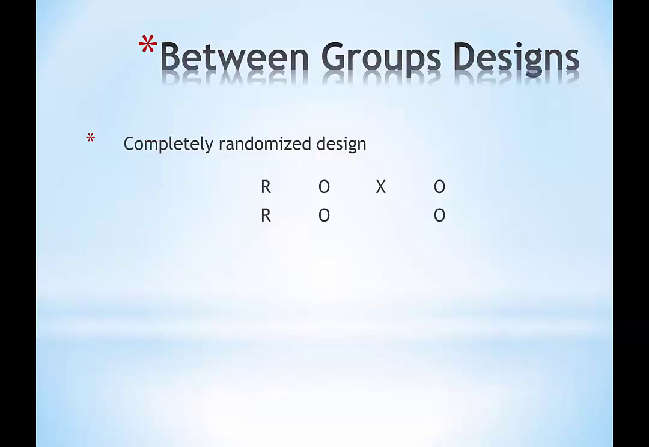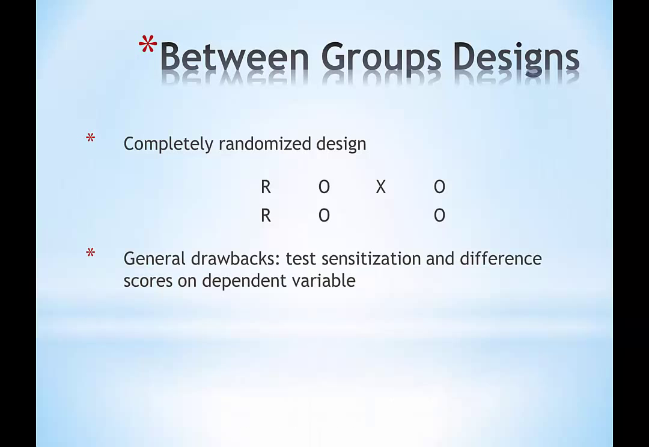Now, even though it's blank, they might do something there. It might be a placebo condition, so you'd have to really dig in more into the details of the study. So it's a very clean design. There are some drawbacks to every type of approach. There's no approach that's perfect for every scenario or research situation. So some of the general drawbacks are test sensitization and different scores on the dependent variable. So let me cover each of those separately.